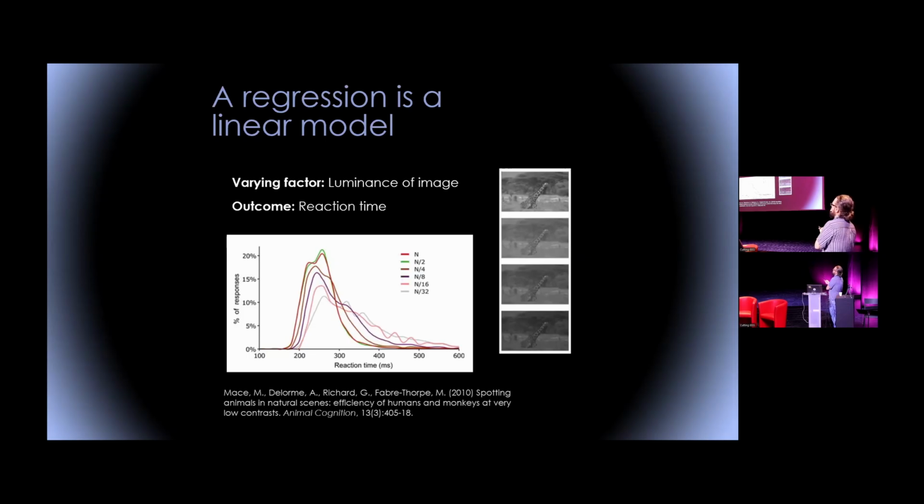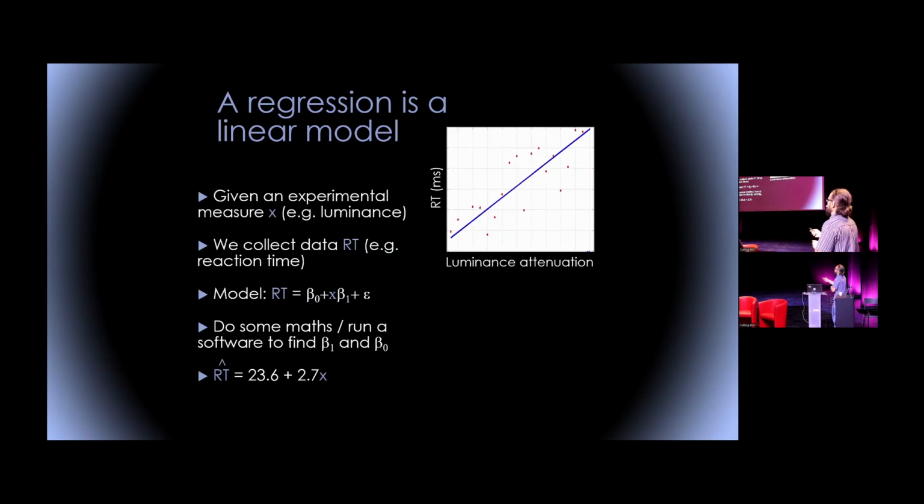Here is an experiment I did a while ago. We varied the luminance of the image and we measured reaction time. How does the luminance of an image influence reaction time to detect an animal? You just have to press a button when you see an animal. Do you go faster when there's more luminance? Yes, you do. And this is represented here. This is reaction time, this is luminance attenuation, and we see reaction time is lower when there's less attenuation.